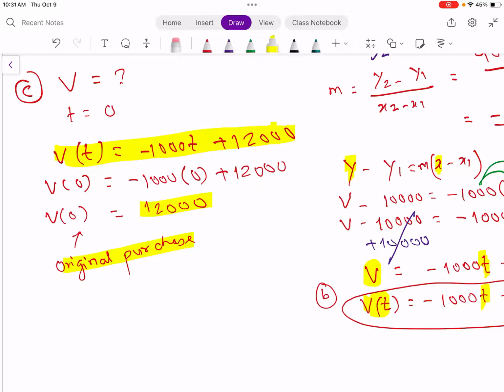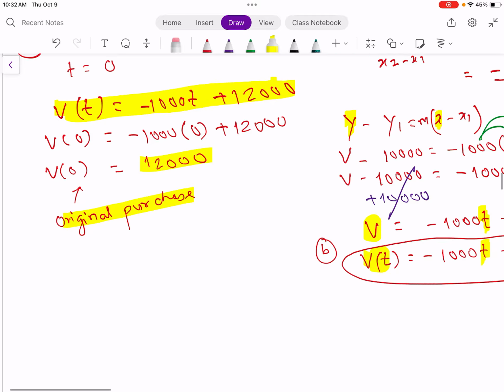Okay, now let's start number D. Assuming that the value of the printer is a linear function of the number of years after its purchase, when will the printer's value reach $0? Now the question is when will. Is it V or T? What variable are we asked to find? When will the printer's value reach $0? When means it's a time, right? So we want to find time.